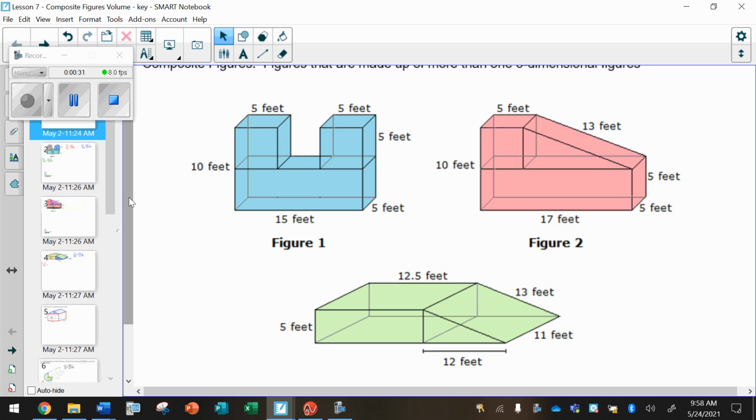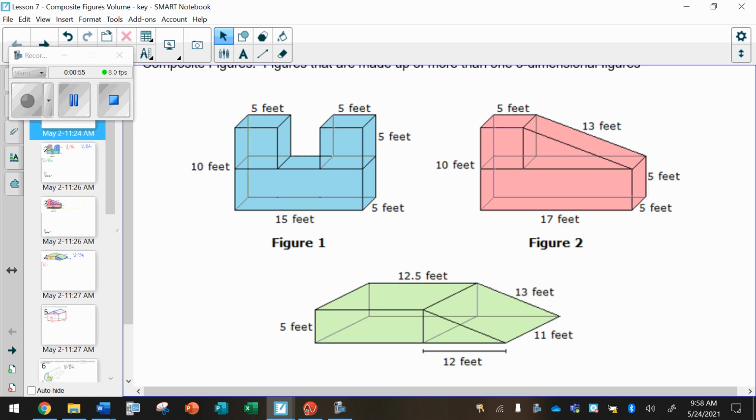So the first one almost looks like a U shape. You got a couple of blocks. The second one looks like a ramp on top of a block, and the third one looks like a ramp. So what I want you to do is find the volume of each of those objects. In order to do that, you're going to have to figure out the volume of each of the different sections and then add the total volumes together.